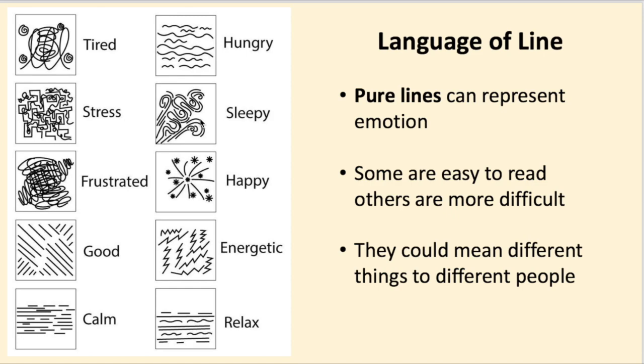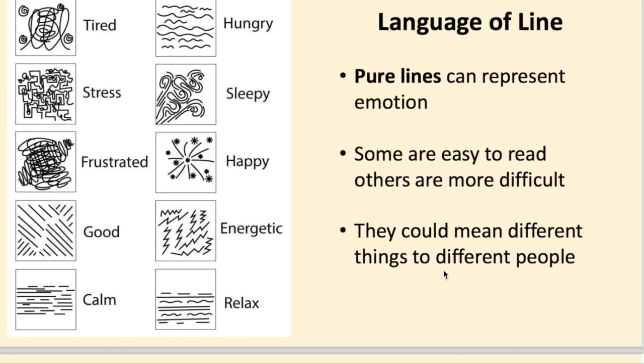This could be sleepy, or it could be really energetic, hungry or calm. Quite often calm lines are horizontal because we think of landscapes in the sea. There aren't any real rules to this. Pure lines can represent emotion. Some are easy to read and others are more difficult. They could mean different things to different people.